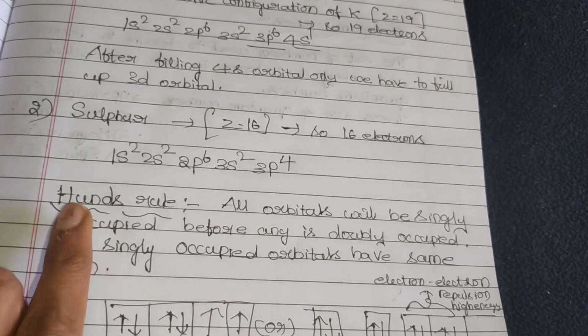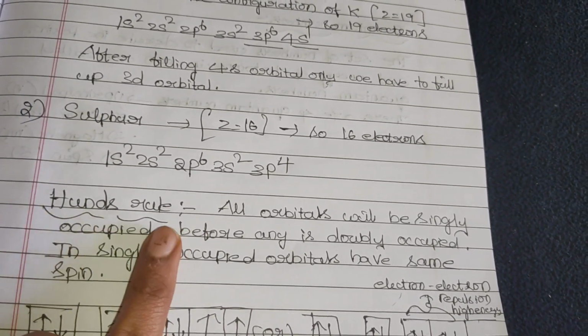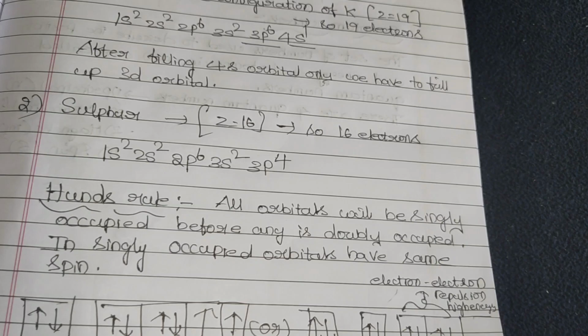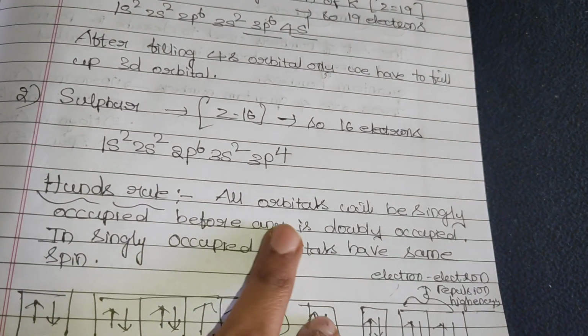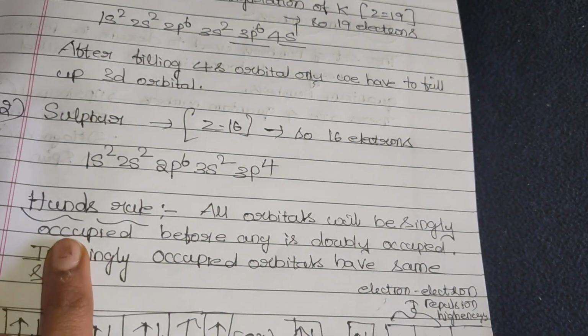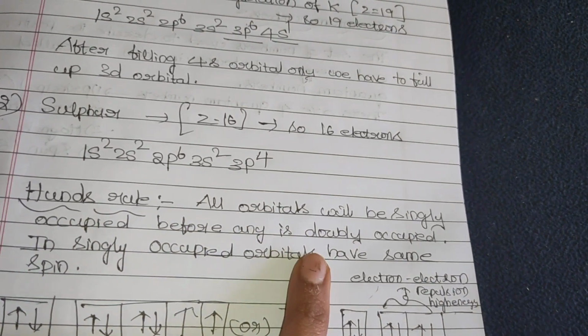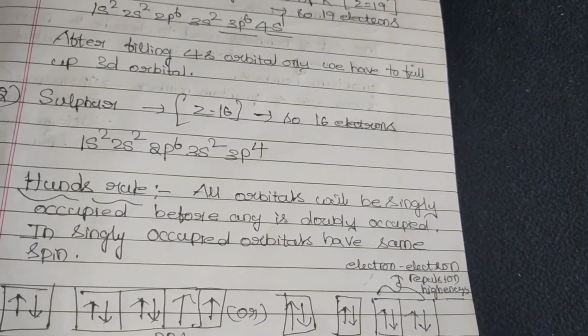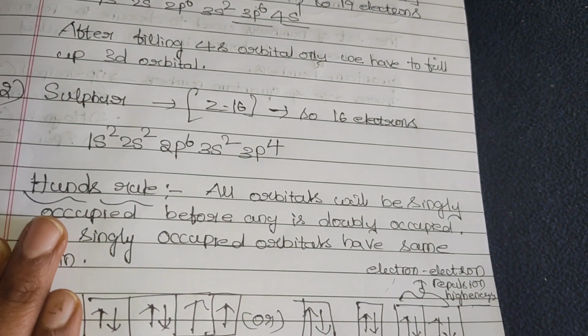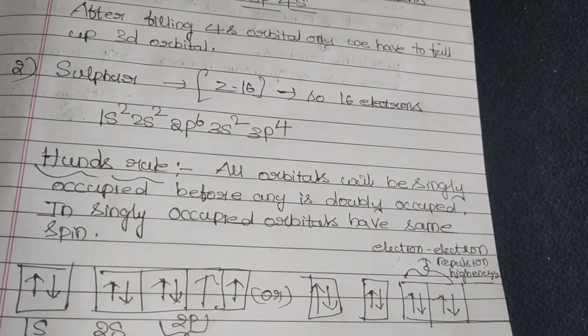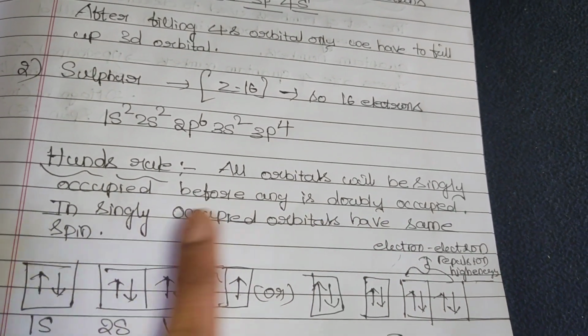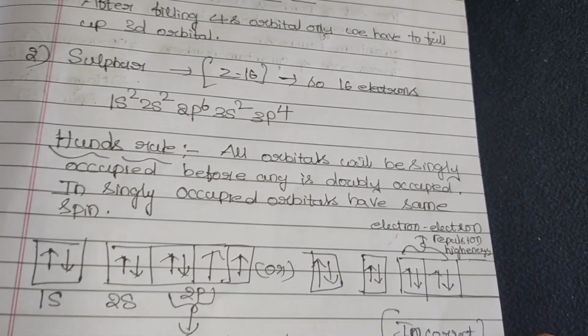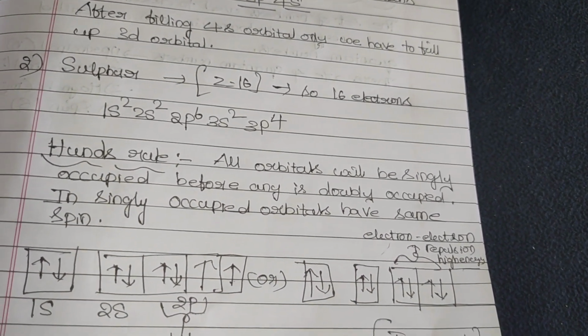Next, one more concept is Hund's rule. It also concerns how electrons are filled. All the orbitals will be singly occupied before any is doubly occupied, and singly occupied orbitals have the same spin. So what is Hund's rule? When orbitals of equal energy are filled, first a single electron will occupy each of them, and after that electrons will pair up.